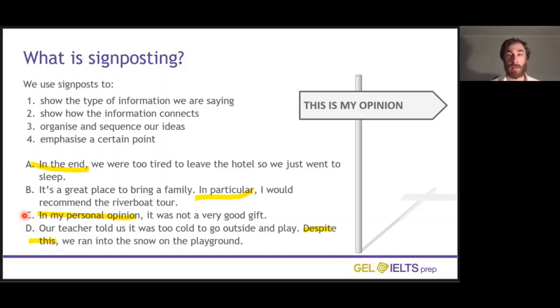C, in my personal opinion, is number 1. It's showing that the next sentence is an opinion, not a fact, but an opinion. And D matches with 2. Our teacher told us it was too cold to go outside and play. Despite this, we ran into the snow on the playground. So despite this is showing that the previous sentence didn't affect the result. So it's showing a contrast with the previous sentence.